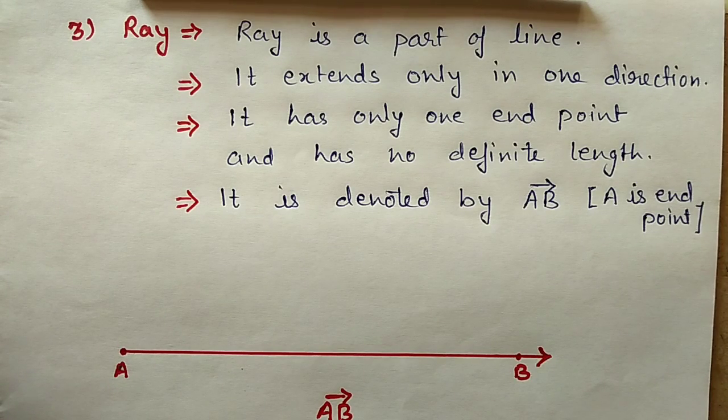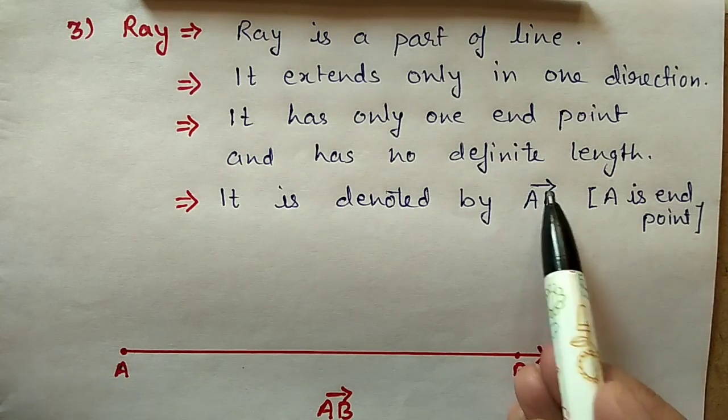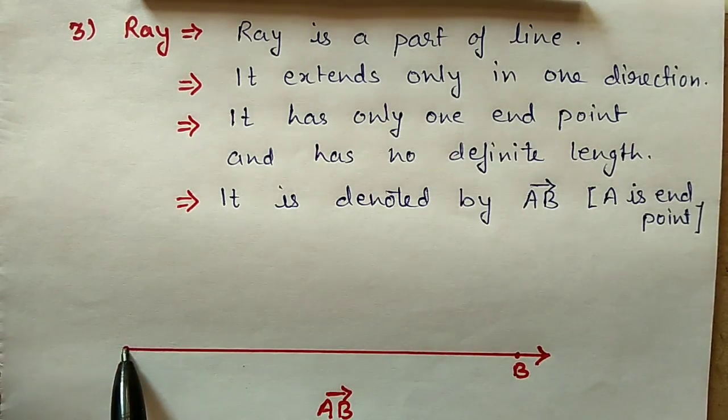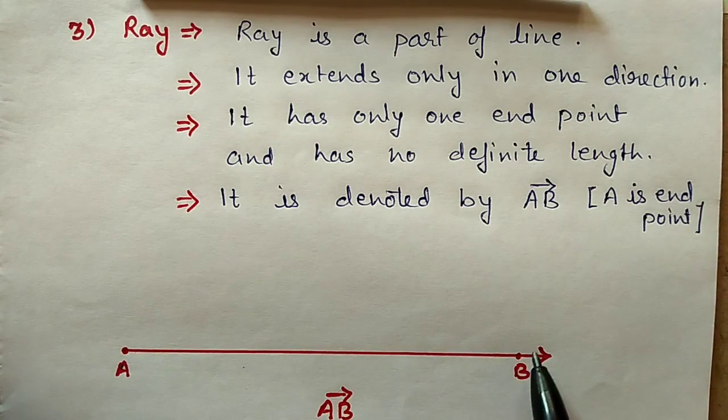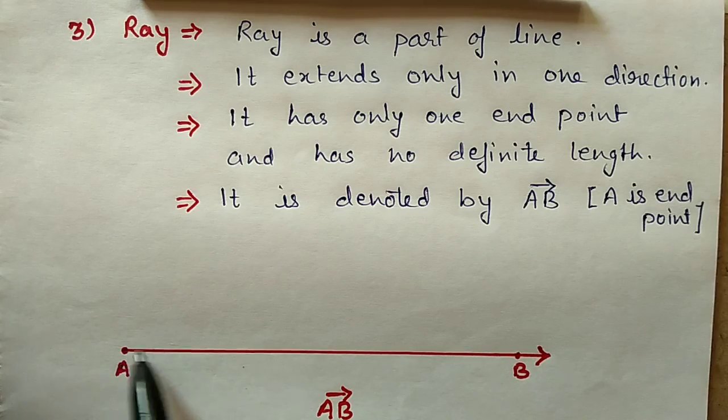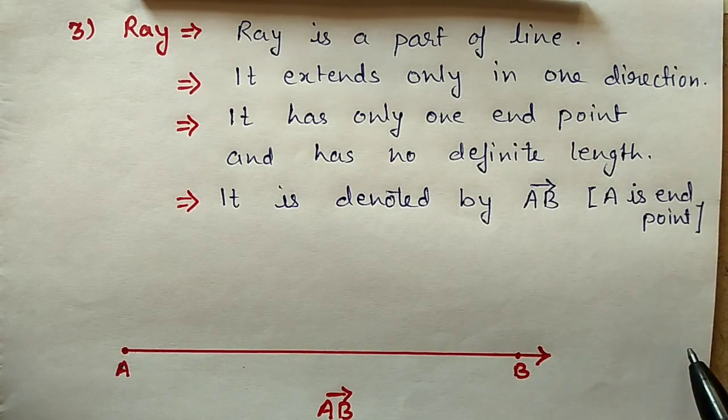Next is ray. A ray is a part of a line. It can extend only in one direction and it has only one end point and has no definite length. It is denoted by AB. Above that we have to put one arrow. You can see here this is the end point, and in the other direction it will go on. We can extend it as much as we want and we cannot measure it, because this is a fixed point, but in this direction we don't know how much it will go.